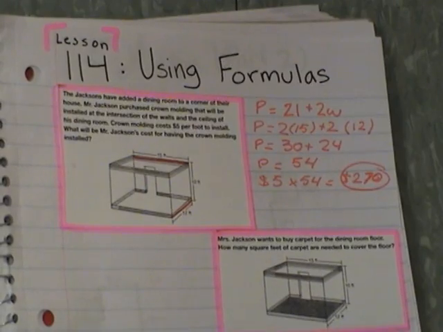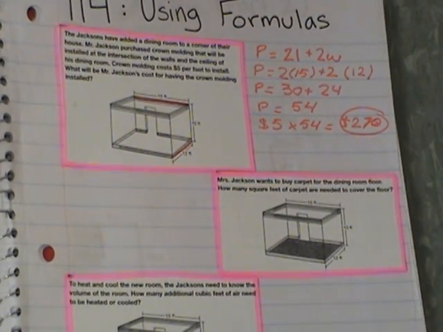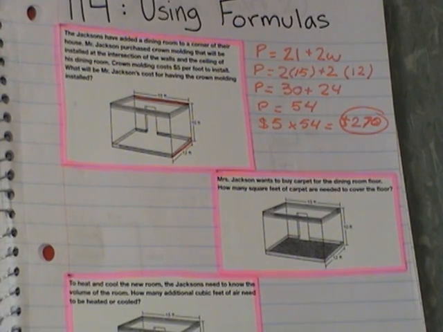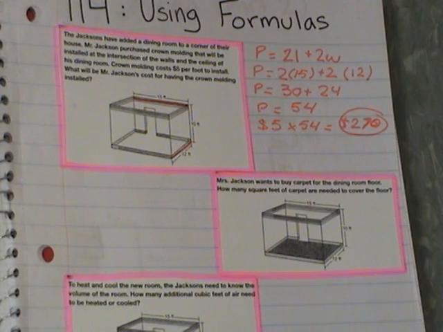So we're going to go on and do the second problem, and again, you should have this glued in, and you can read along. I know it's going to be hard to see on the video. So it says, Mrs. Jackson wants to buy carpet for the dining room floor. How many square feet of carpet are needed to cover the floor? Right away, when we see square feet, we know that we're talking about area. We're talking about length times width.